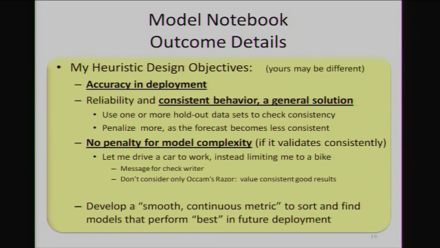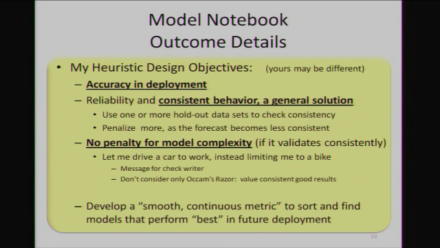Now, I have a heuristic design objective. So for my project, it might be different than your project. But these are the design objectives I had when I was coming up. So I care about accuracy and deployment, reliability and consistent behavior. I want a general solution. It sounds like a good assumption, but if you're doing targeted marketing for banner advertising, you're retraining your model every day, you may not care as much about consistent behavior because you're just going to train it again from midnight to 2 a.m. But I'm working on fraud detection and my models will be in production for a while.